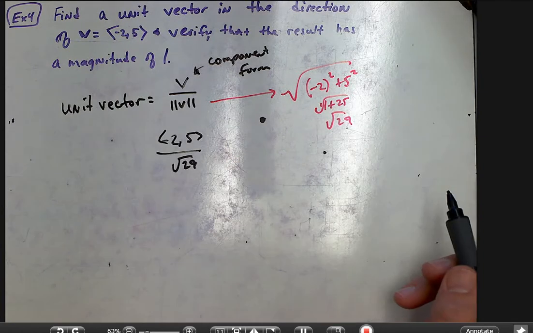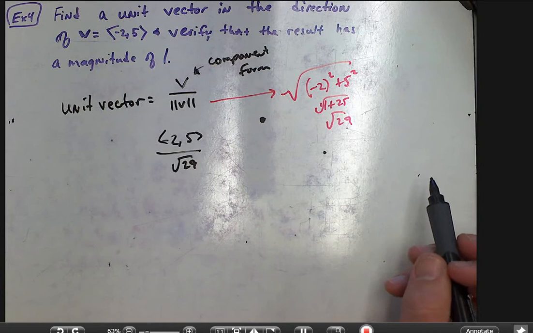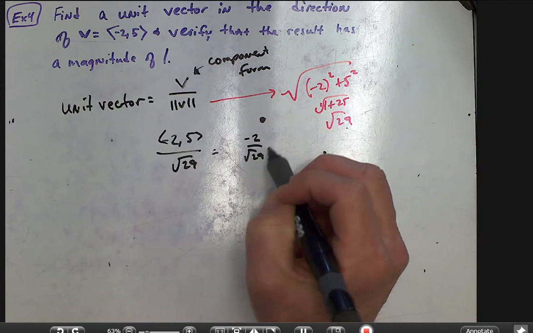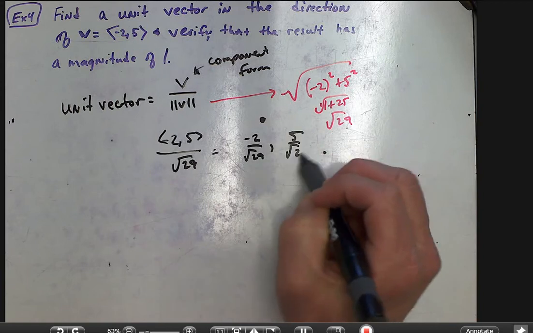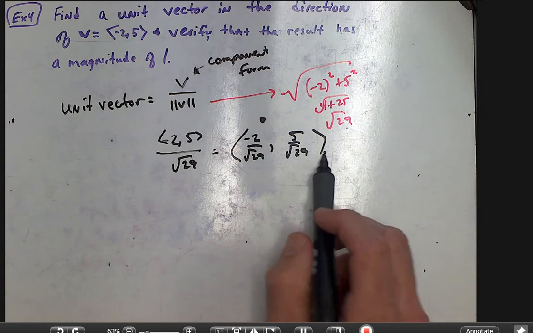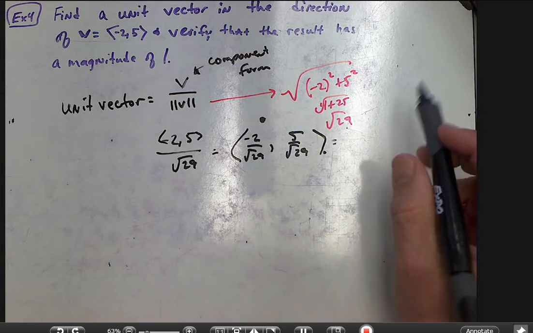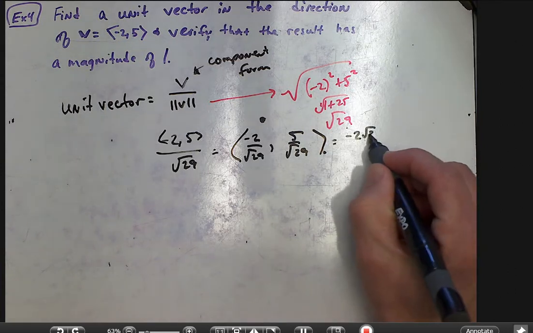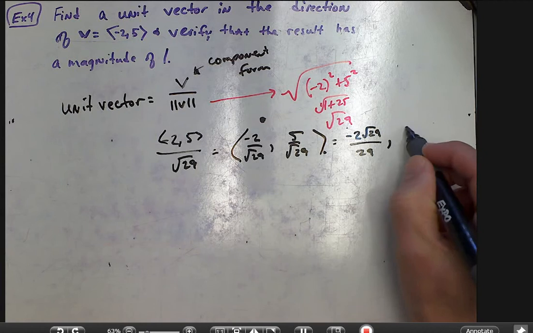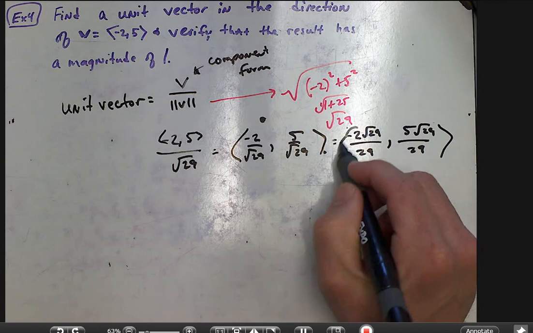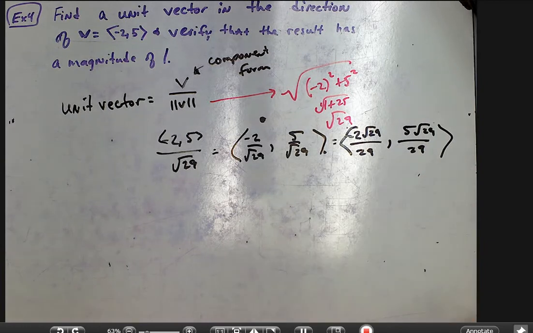Okay. Now we're going to write this final answer also in component form. So that's going to be negative 2 over the square root of 29, comma 5 over the square root of 29. Notice I put the component form writing on the outside there. And so now I have to rationalize that. So multiply top and bottom by the square root of 29. And there's my answer, negative 2 square root of 29 over 29, comma 5 square root of 29 over 29.